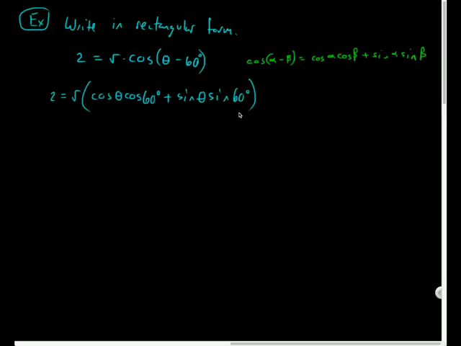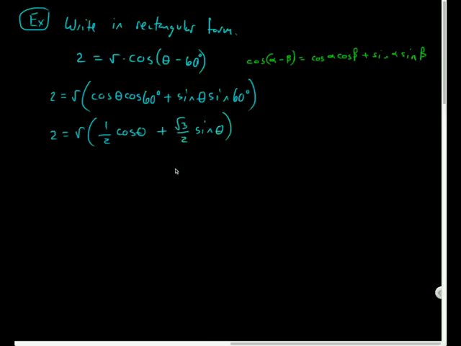And I can now evaluate some of these, right? So this is 2 equals r times... cosine of 60 degrees is... oh, I just said that wrong. Cosine is not root 3 over 2 at 60 degrees. Silly me. Cosine's going to be a half. And sine of 60 is root 3 over 2.